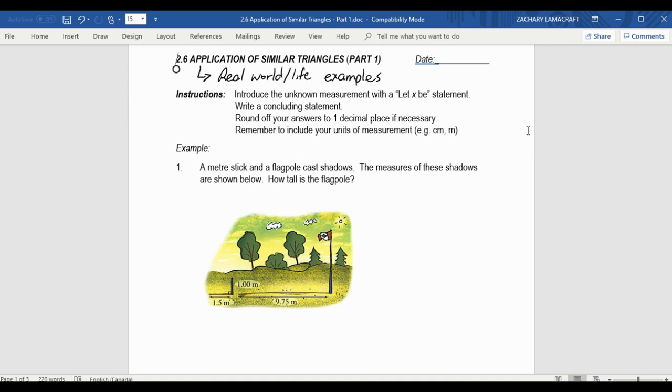And then we need to write a concluding statement, which you've probably seen before, those three dots. Do you know what those mean? Therefore, right? So therefore, we conclude this and this. And then we round off our answers to one decimal place, okay? We make sure we include our units of measure, whether that's centimeters, meters, miles, kilometers, inches, whatever it asks you on the board, just make sure that you're doing it throughout, okay?